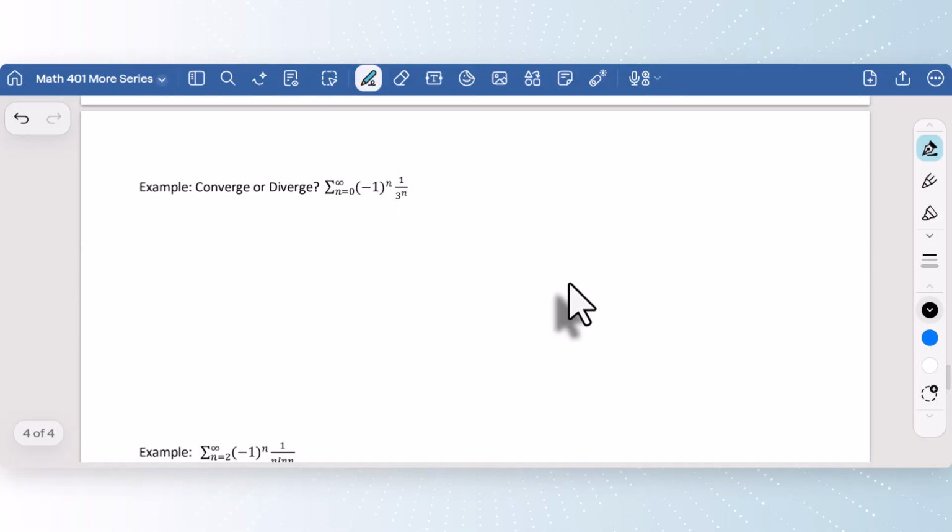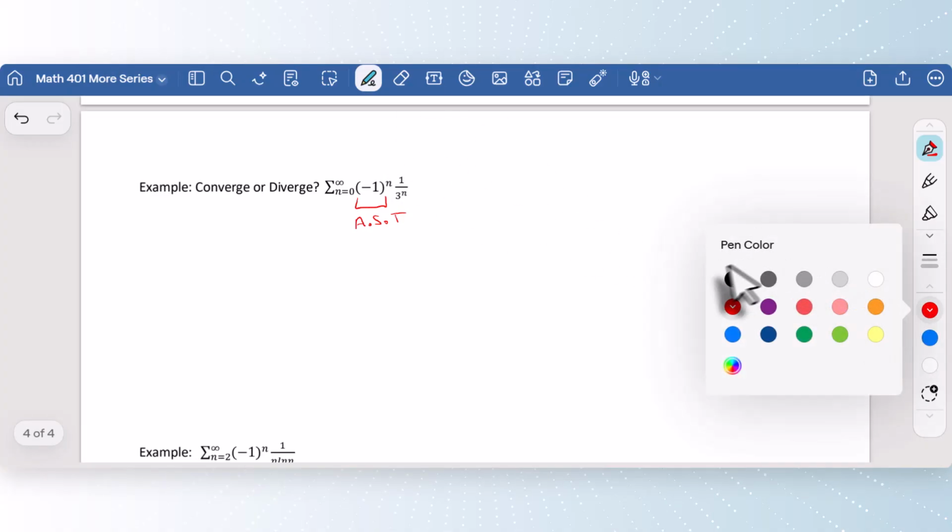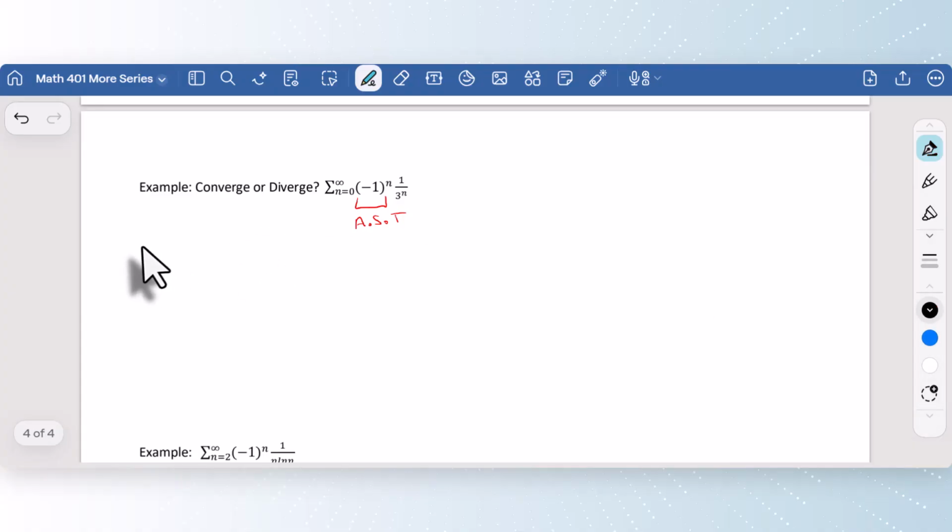Converge or diverge? Here I can see the negative 1 tells me that it is an alternating series. So this part tells me I can use the alternating series test, and that's really all we use that for. It just helps us tell that I can use the alternating series test. And so now my a sub n is 1 over 3 to the n. So the question is, is a sub n decreasing?